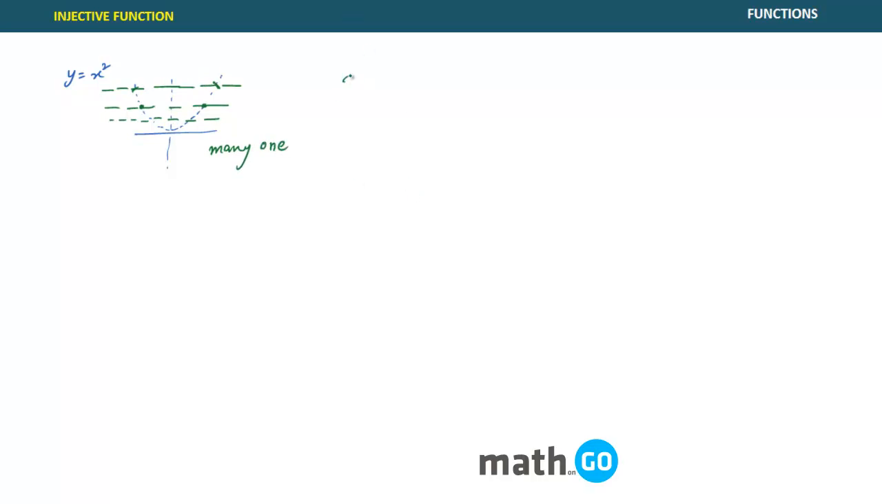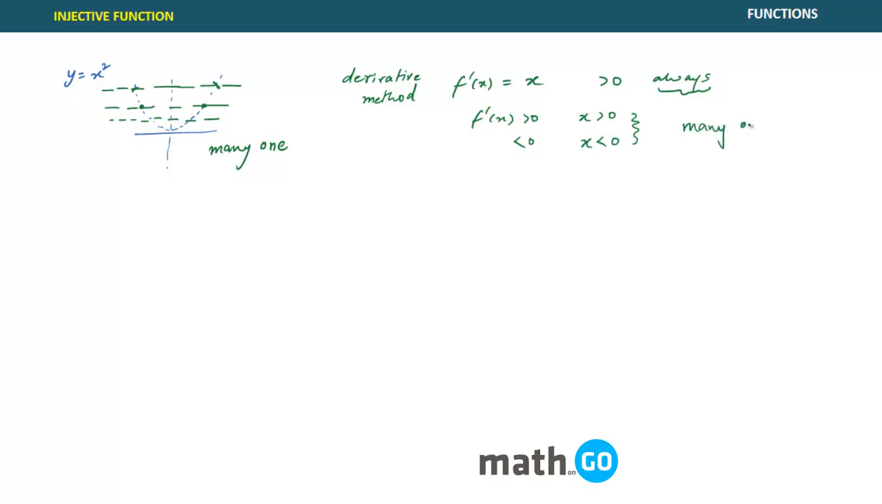If you want the derivative method, let's see the derivative method also. What I told you is that you have to find f'(x). So what is f'(x) in this case? f'(x) is equal to 2x. Is it always positive? Can you say that this is always positive? No. Why? Because I know that f'(x) is greater than 0 when x is greater than 0. It is negative when x is negative. So it is not strictly increasing or strictly decreasing. It does not have a single property. So that is why also it is many-one.